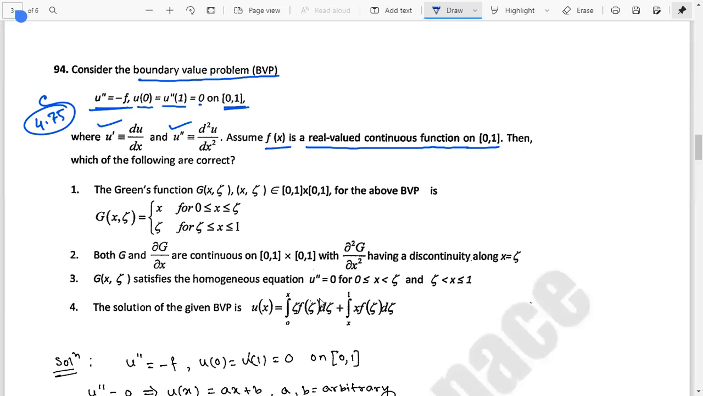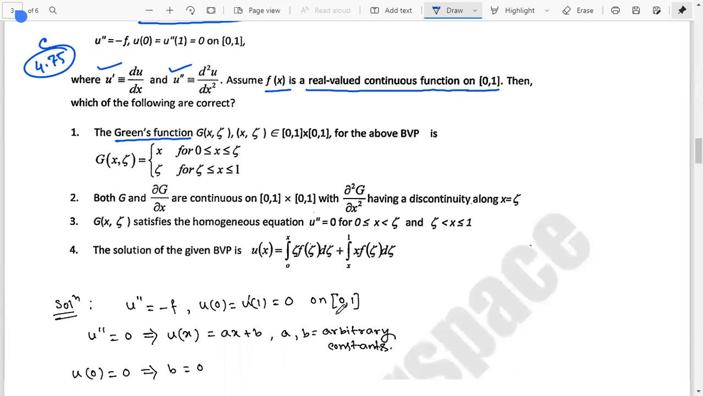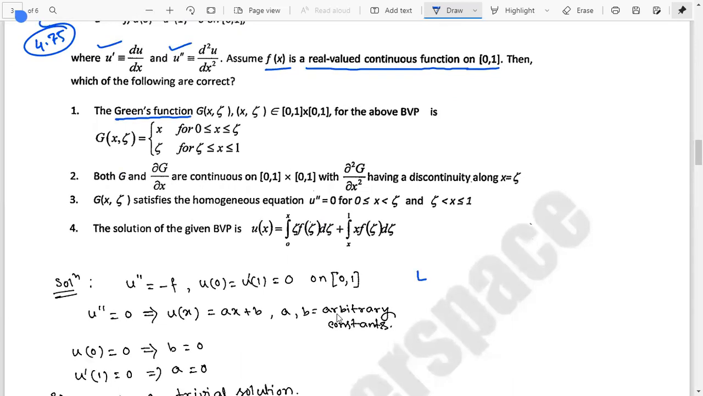All the options are asking about the Green's function. So basically we have to find the Green's function of this given differential equation. Before that, we have to check whether this differential equation has a Green's function or not. That's why first convert the given differential equation into a homogeneous one, that means Lu = 0. So this will be u'' = 0, and the solution will be u(x) = ax + b.